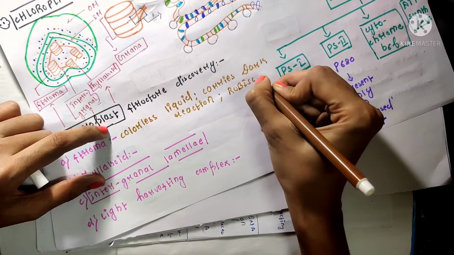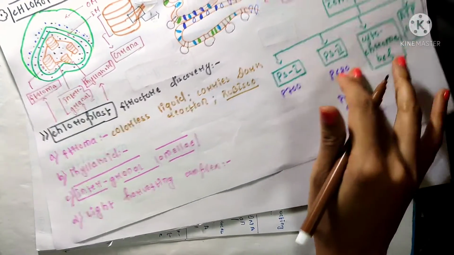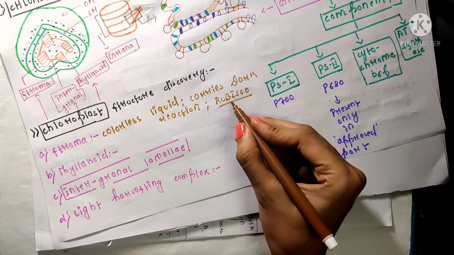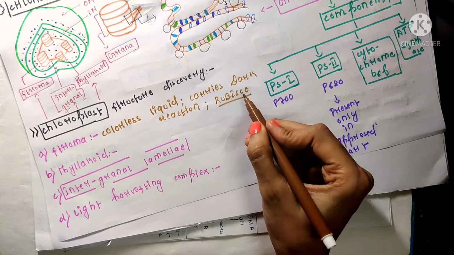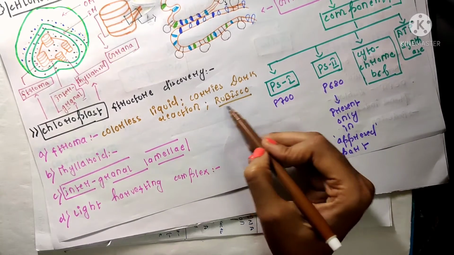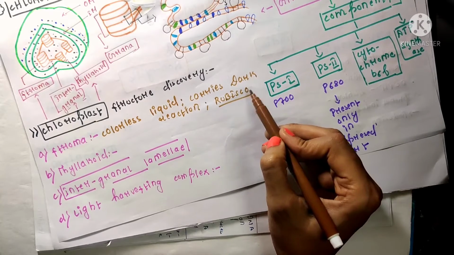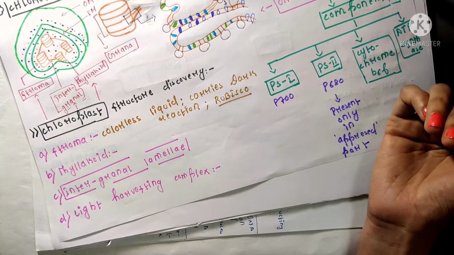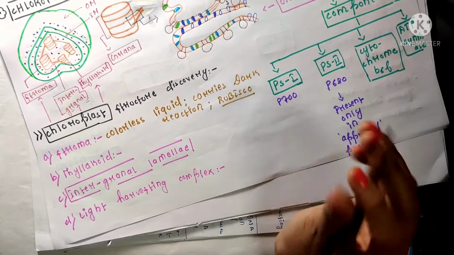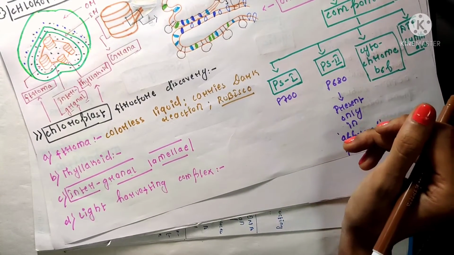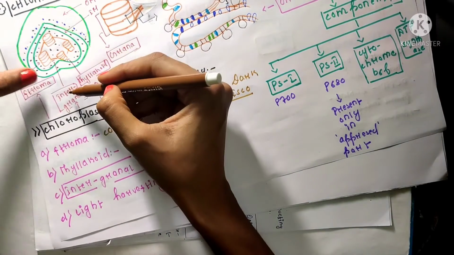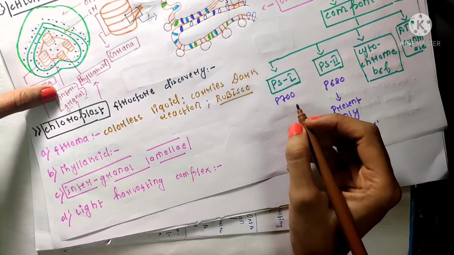contains rubisco. Okay, so this rubisco stands for ribulose bisphosphate carboxylase oxygenase. This is an enzyme which is responsible for carrying out the dark reaction. And this is a very trivial but fun piece of information, that rubisco is the most abundant enzyme present on earth. Okay, so now coming to the next part, it is called the intergranule lamellae.